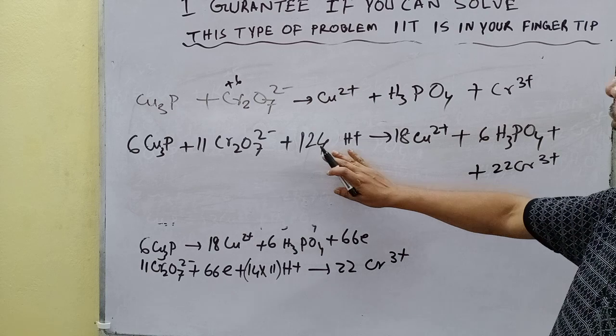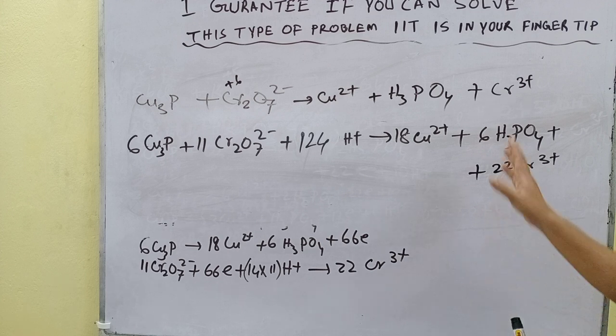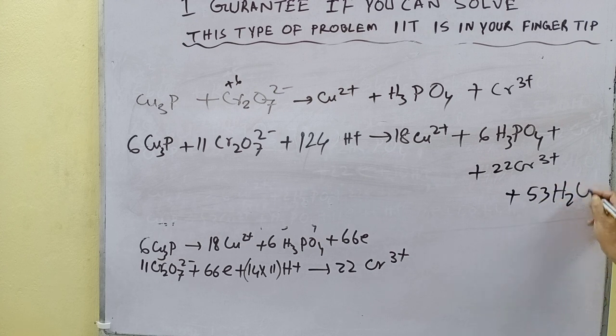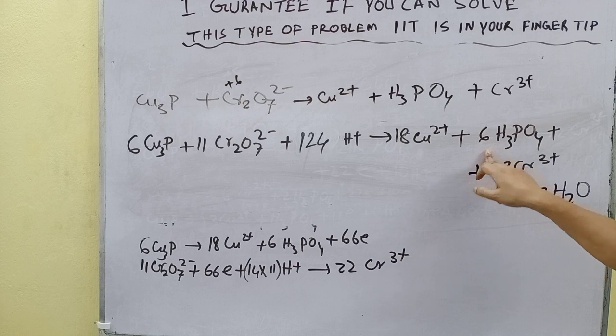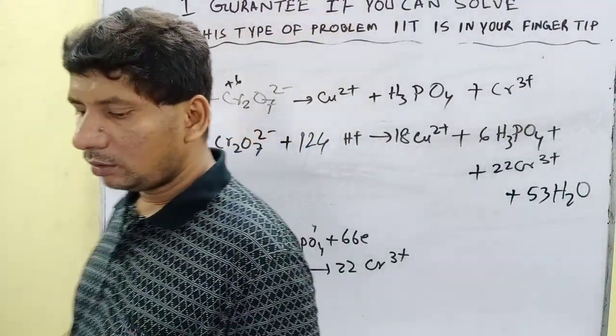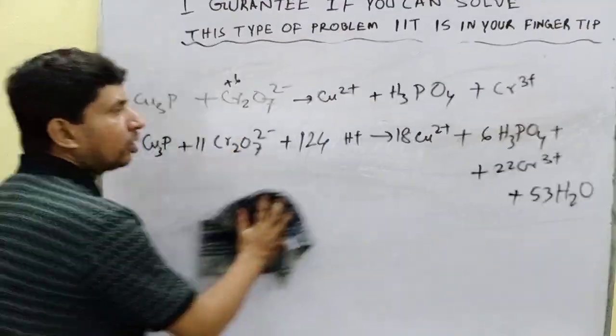Then 154 H plus and 3 into 6 is there. So we should use 53 H2O. 53 into 6, 106. 106 plus 18 plus equal to 124. So this is the balanced equation. Clear? So in this way you can balance such type of equation.